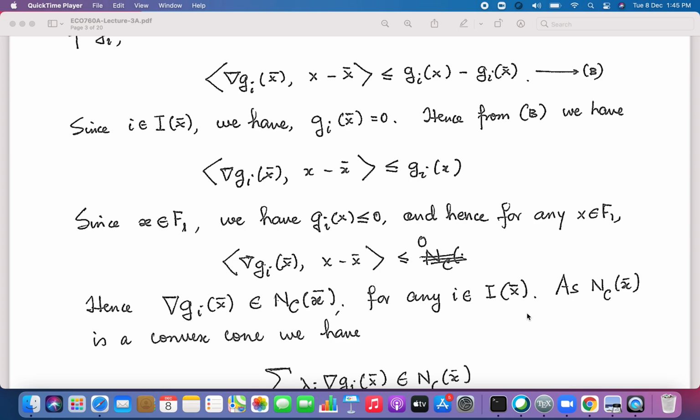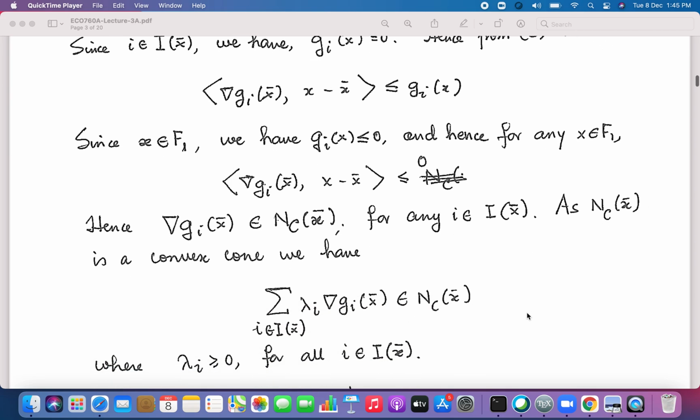But because it is a convex cone, I can make this kind of combination with all the grad g_i's, where i varies over I(x bar), and such a combination must lie in the normal cone. Of course, because if grad g_i lies there, lambda_i times it, for any lambda_i greater than 0, is also in N_F1(x bar). Because it is a convex cone, I can simply add the elements vectorially and all of them would remain in the convex cone. That is what it means.